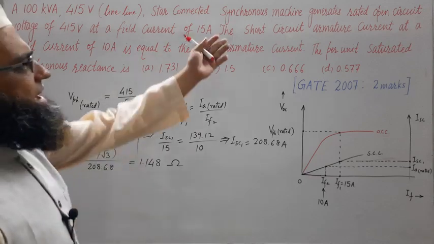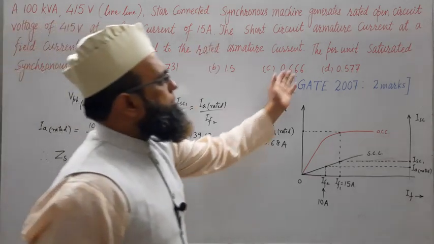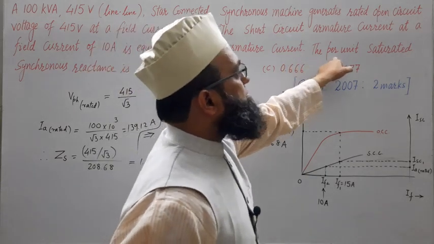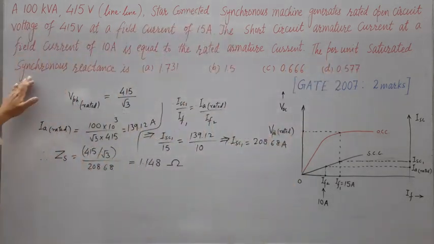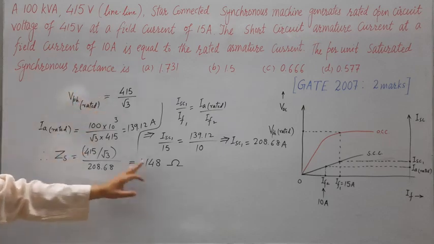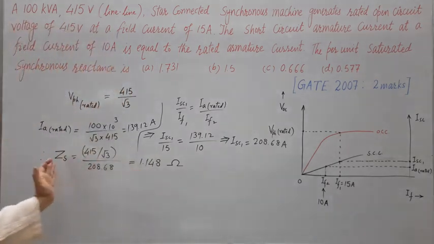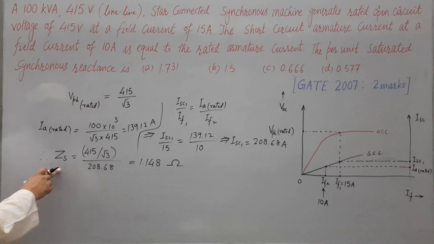So nowhere RA has been given, it means RA has been ignored. The value has been asked in per unit, not in actual. If it were asked in actual synchronous reactance, that would be the answer, but it has been asked in per unit, so we need to convert it into per unit. For that we need to evaluate Z base, and the per unit value will be actual upon Z base.